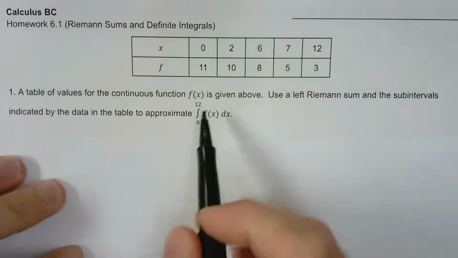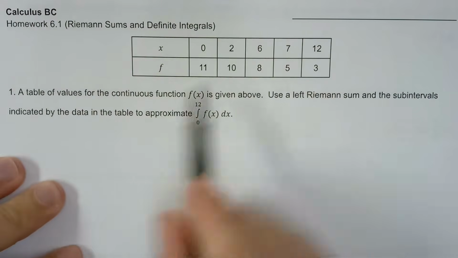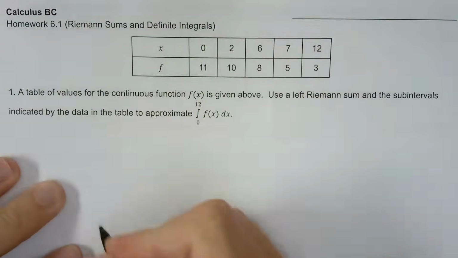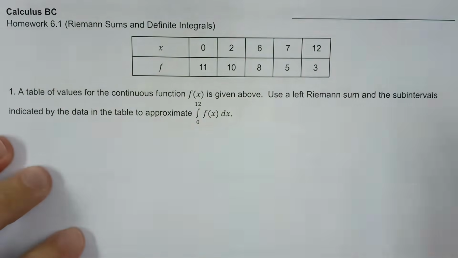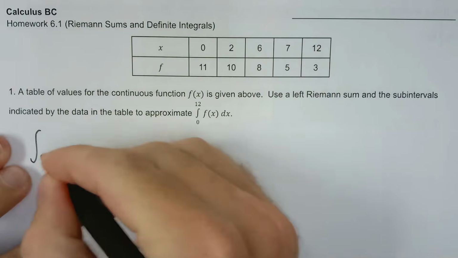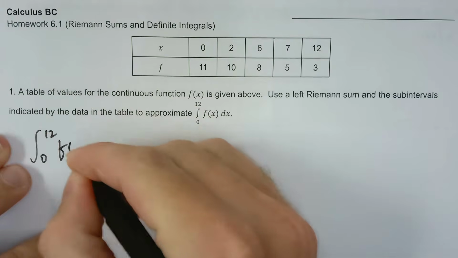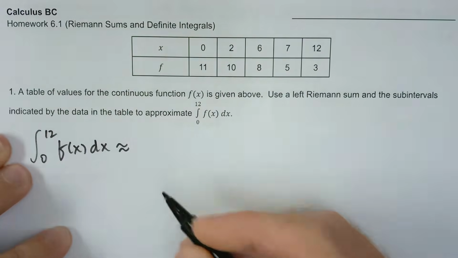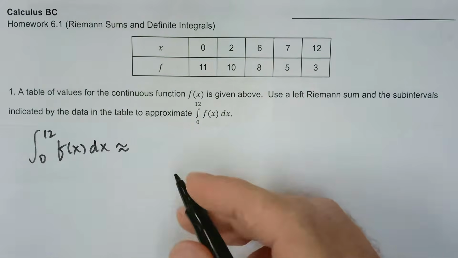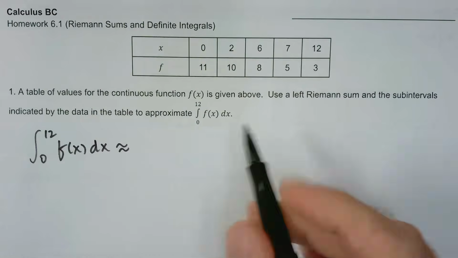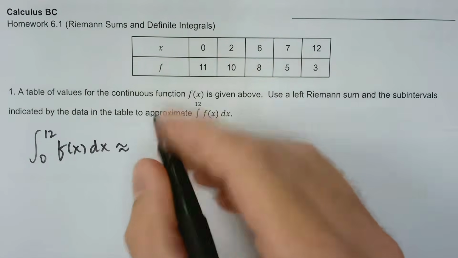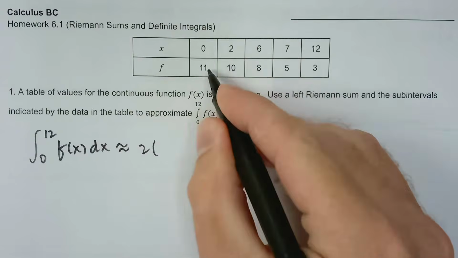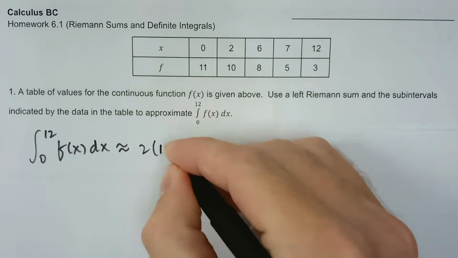Okay, so my subintervals are the ones indicated by the data in the table, so that's 0 to 2, 2 to 6, 6 to 7, and 7 to 12. And so I'm going to start in and say, the integral from 0 to 12 of f of x dx is going to be approximately just width times height plus width times height, over and over again. Okay. So the first width is 0 to 2, it's the difference in my x's, and the height I'd get from the left edge of the subinterval, so that's going to be 11.